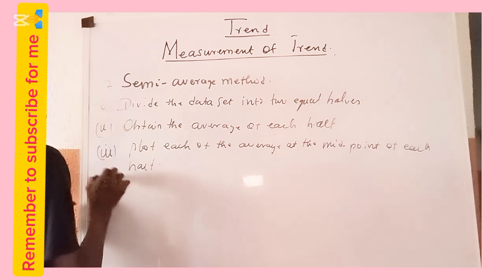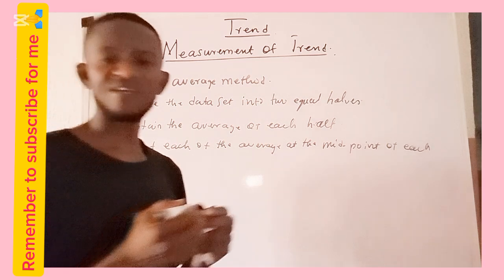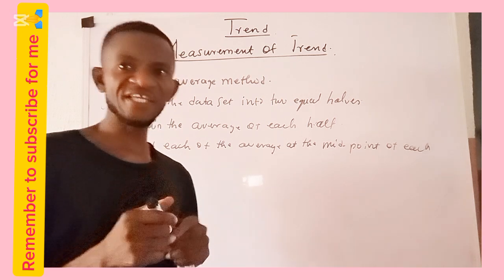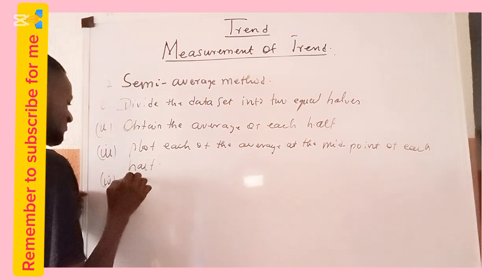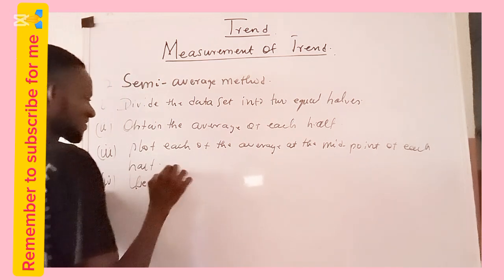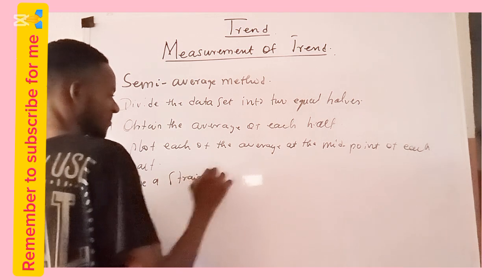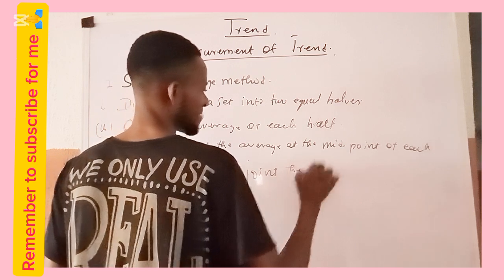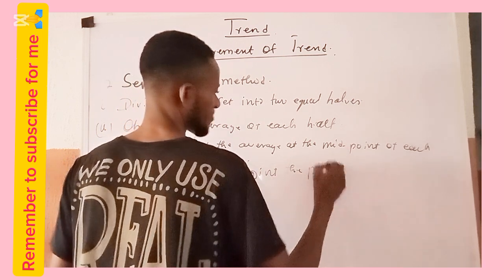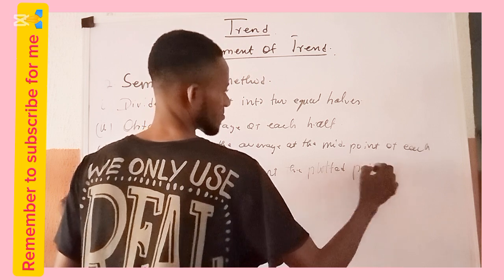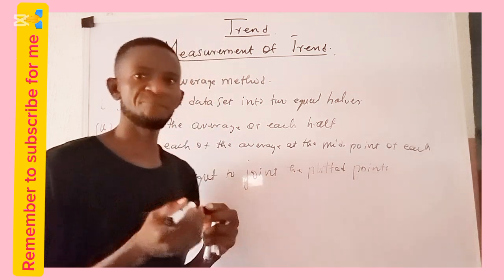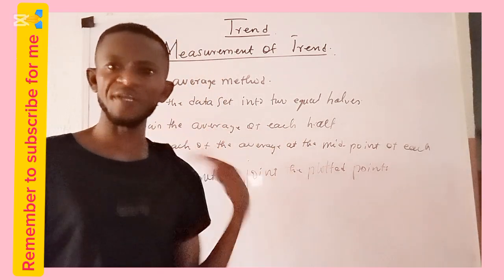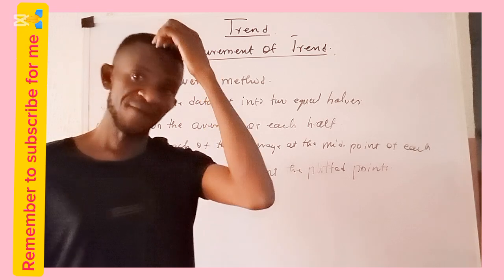Then we have IV. In the IV, we now say, use a straight line to join the averages plotted in each half. Use a straight line to join the plotted points. These are, of course, the stages or the procedures for the semi-average method.